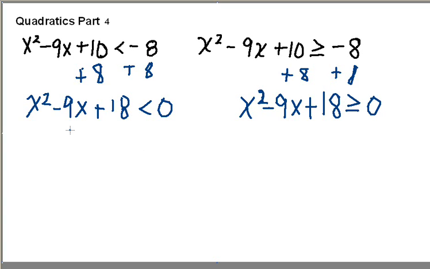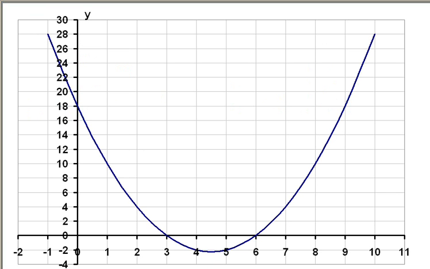Okay, so the easiest way to solve a quadratic inequality is to look at the graph. In this particular case, I have gone ahead and graphed it. And in our last episode, we talked about the solutions to the equation. The solutions are here at 3 and 6, where our parabola actually crosses the x-axis.